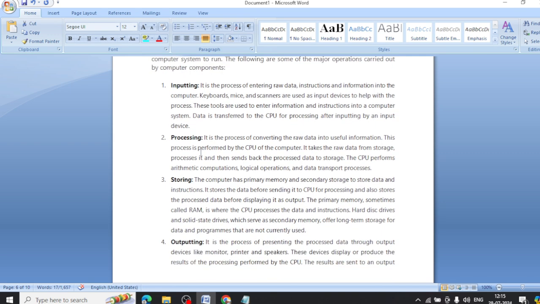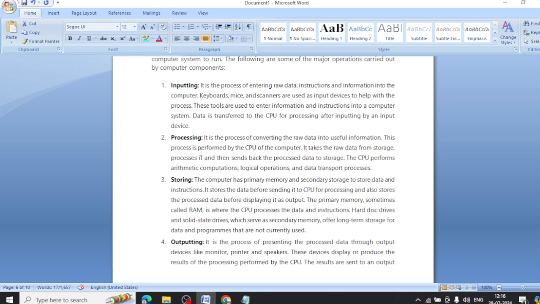Second one is processing. It is the process of converting the raw data into usable information. This process is performed by the CPU of the computer. Storing. The computer has primary memory and secondary memory to store data and instructions. It stores the data before sending it to the CPU for processing and also stores the processed data before displaying it as output. The primary memory, sometimes called RAM, is where the CPU processes the data and instructions.